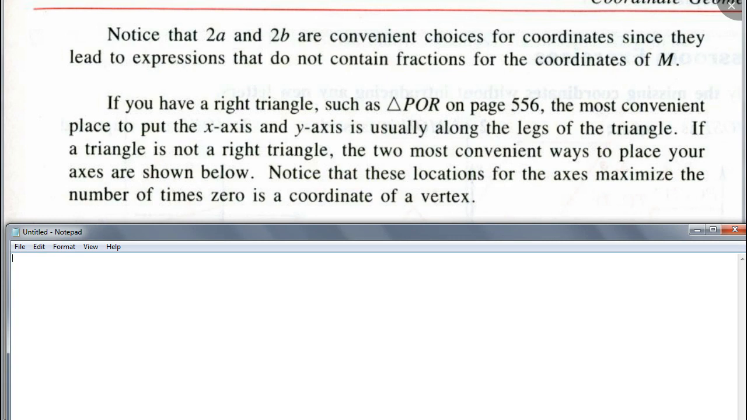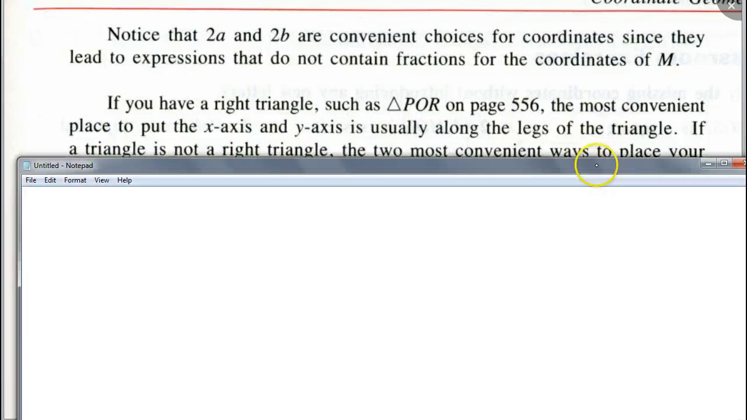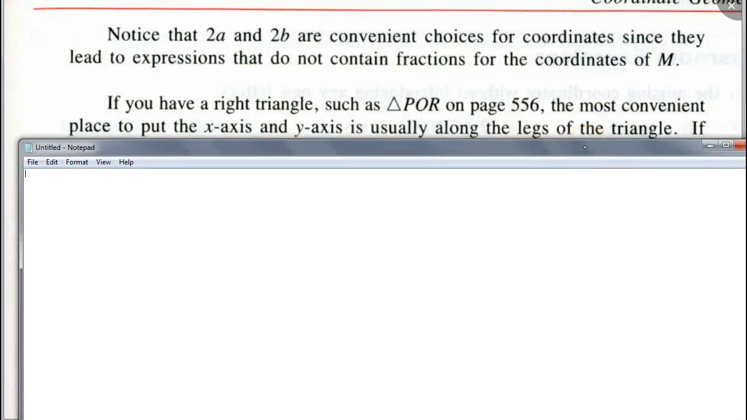If you have a right triangle, such as triangle POR on page 556, the most convenient place to put the x-axis and y-axis is usually along the legs of the triangle. Good. So that's the triangle that we just looked at, right? If you have a right triangle, it makes sense to have one of the legs on the x-axis and the other on the y-axis and then draw the hypotenuse, right? But are you always going to prove things for right triangles? No, you can have triangles that are not right triangles. It could be any triangle, isosceles, rectangles, squares. So many different shapes.